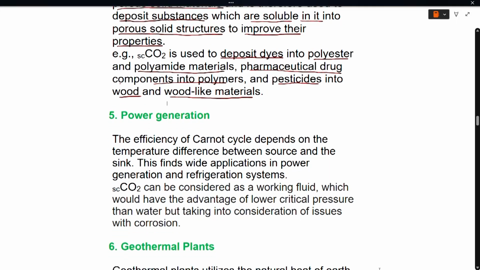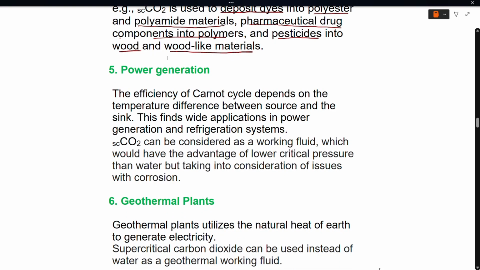the pores of wood and wood-like materials, supercritical carbon dioxide is used so that you can prevent or have that termite resistant wood materials. Next is power generation.